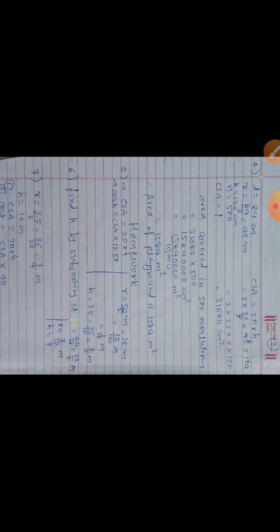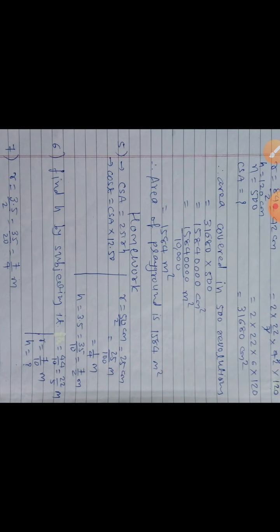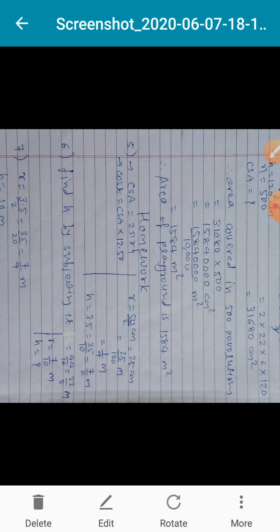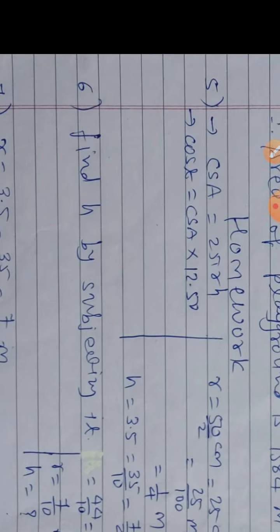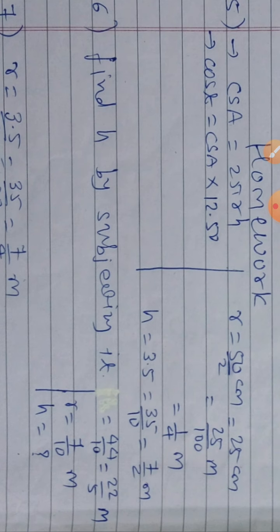I just show you number 6. Very simple it is. Number 6. I have not written there CSA. Actually the first one is CSA. So CSA equal to 44 by 10 equal to 22 by 5. Then R is actually given 0.7, but we have to write 7 by 10. Then height is asked. So find h by making it the subject from the formula of CSA.